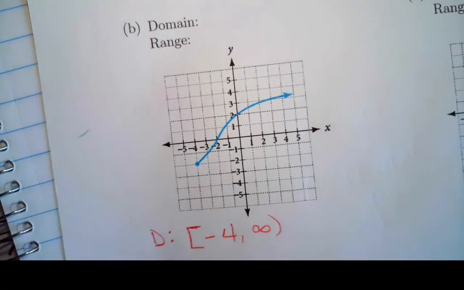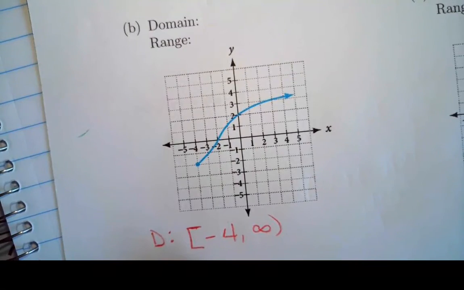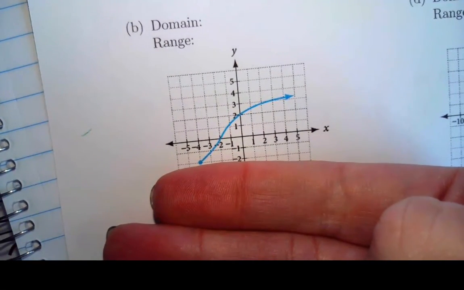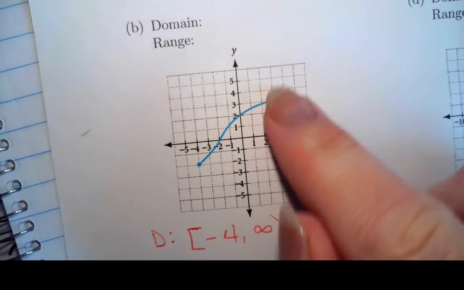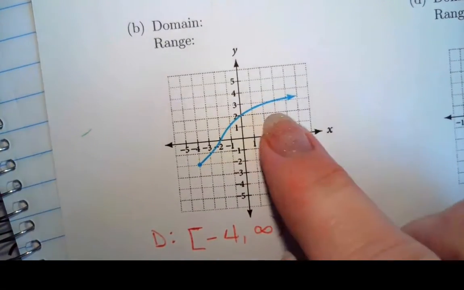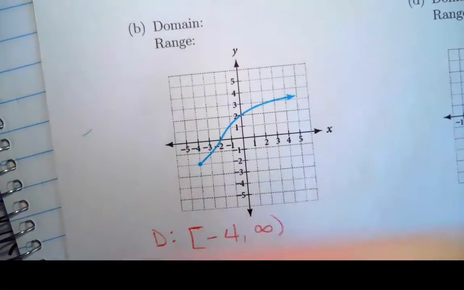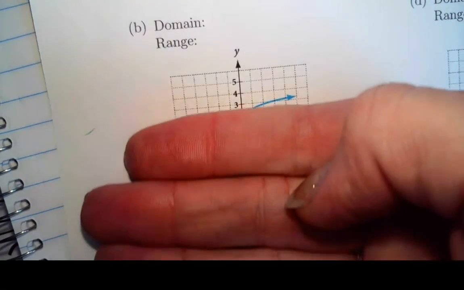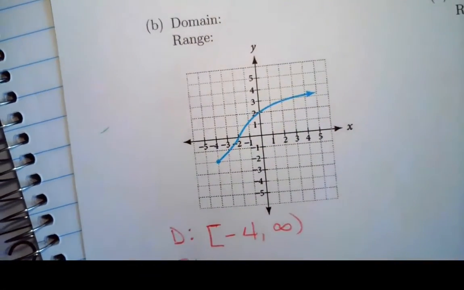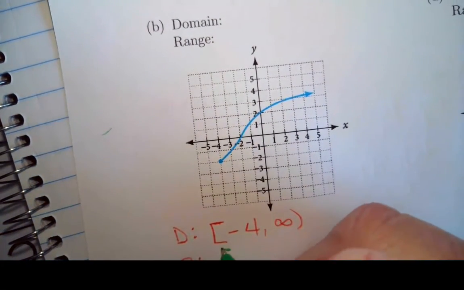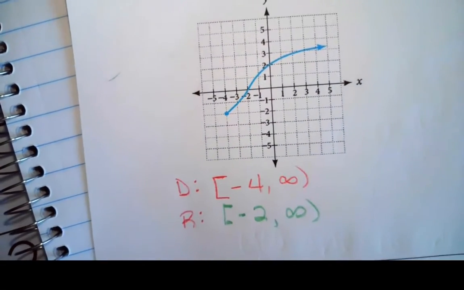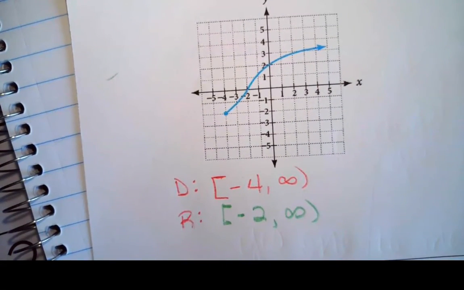Now what's my range? There's an infinite number of points on this thing. So where does it bottom out? It bottoms out at a y value of -2. And then this is going to keep going up for all eternity. Not only does it go right, it also goes up. So I've got it bottoming out at -2, and then an infinite number of y values for the rest of its life. So my range has a low point of -2, and then it goes up for all eternity.